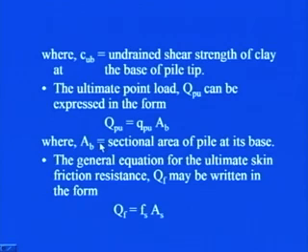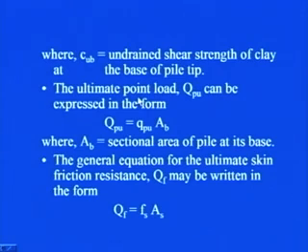In case the pile is circular with diameter d, then this A_b will be equal to pi by 4 d square, and in case it is a square of side B, then this A_b will be equal to B square. So, this is what it is all about, this ultimate point load.